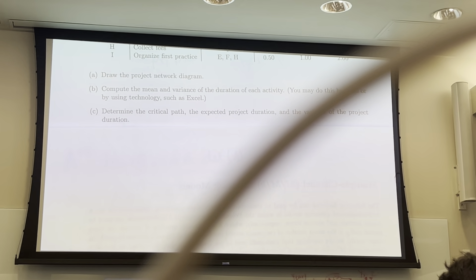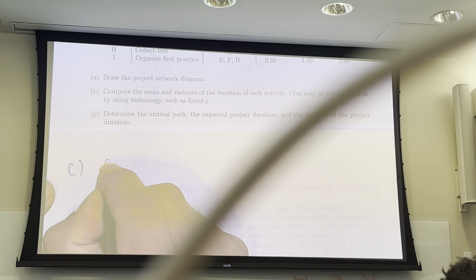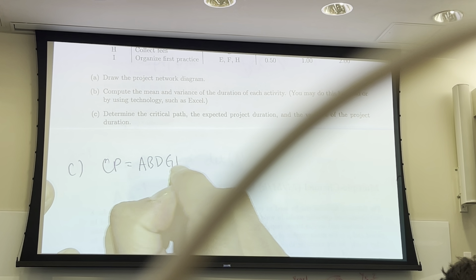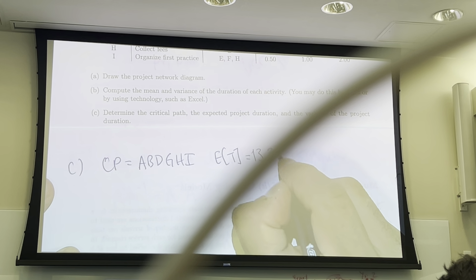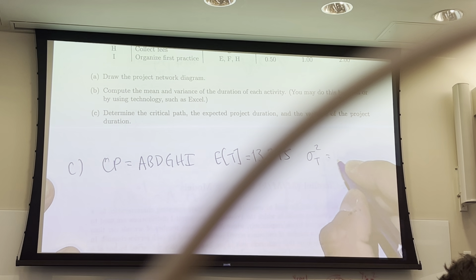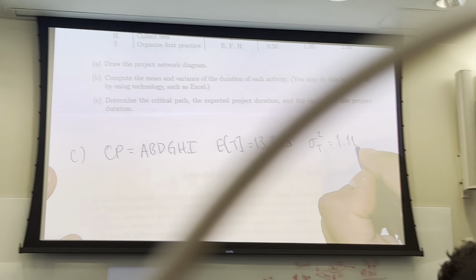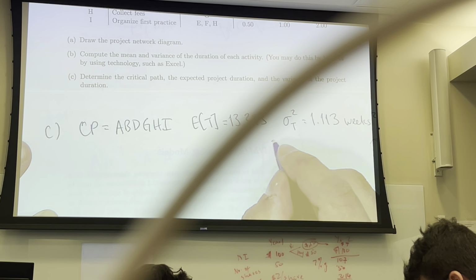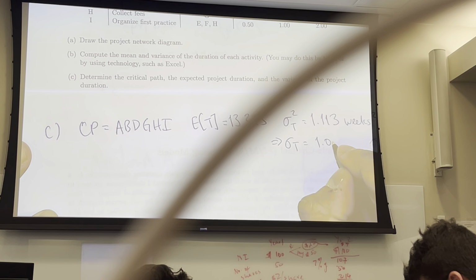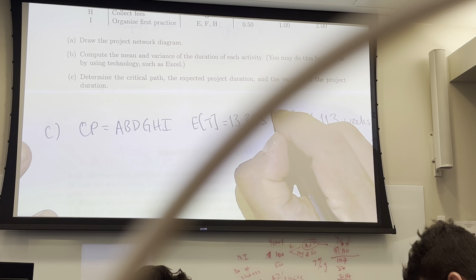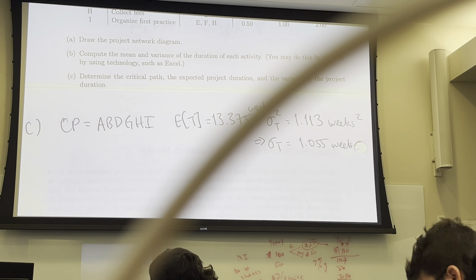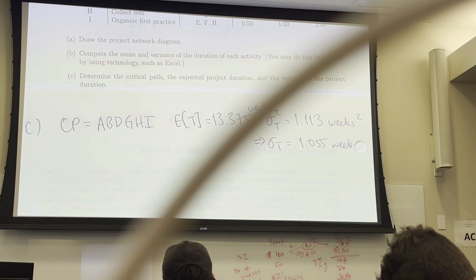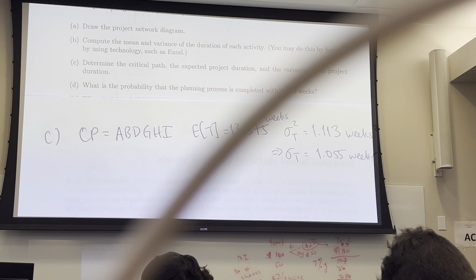Just want to make sure we're okay with these probabilities. Hypothetically, let's say we have the critical path, the mean, and the variance. Take the square root to get the standard deviation. Now we would compute probabilities, right?